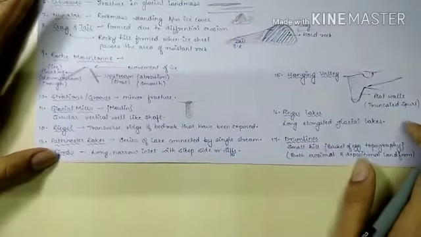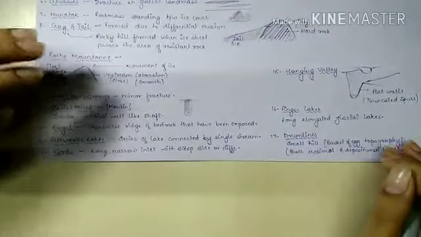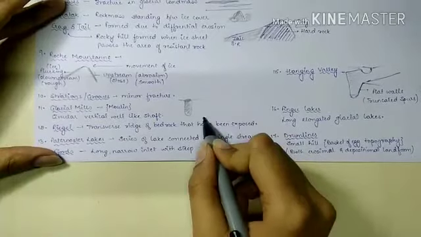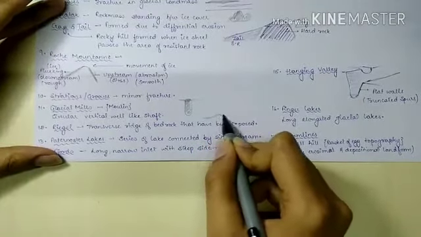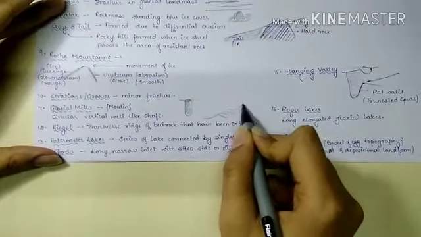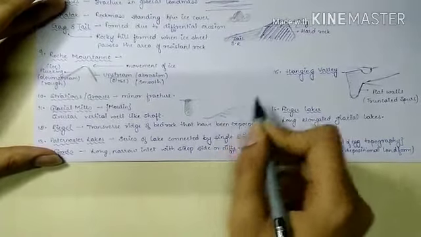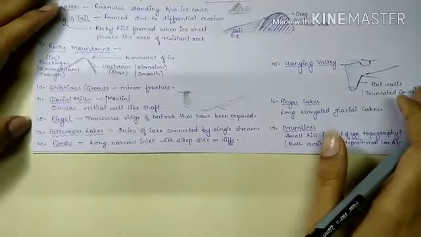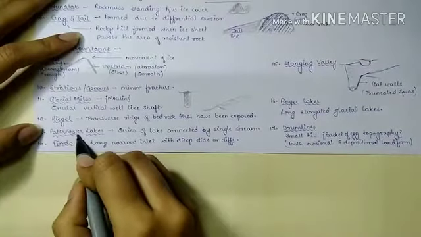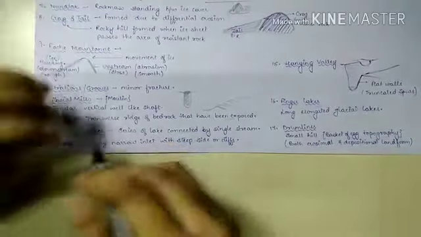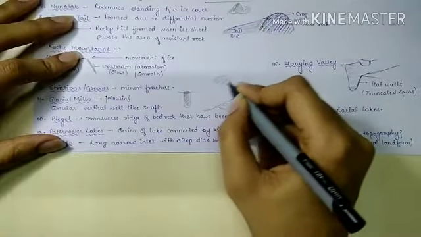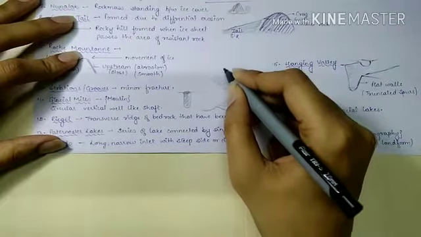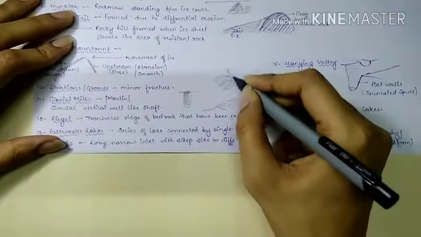Then we have riegels. Riegels are actually transverse ridges of bedrock that have been exposed. Okay, so the ridge of bedrock which is exposed due to glacial action. Next we have Paternoster Lakes. Paternoster Lakes are actually a series of lakes. So this is a series of lakes which are joined. They are actually joined by a single stream.